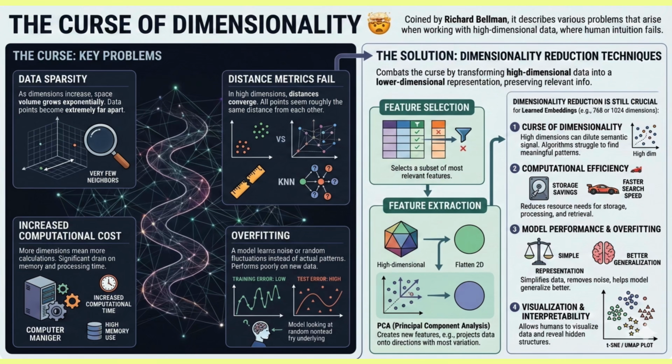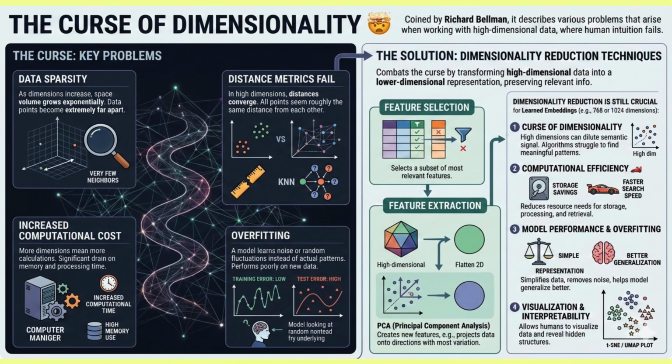First, let's talk about data sparsity. As the number of dimensions increases, the volume of the space grows exponentially. This causes the data points to become extremely sparse, meaning they are very far apart from each other. An algorithm that needs to find patterns by looking at neighboring data points will struggle because there are very few true neighbors.